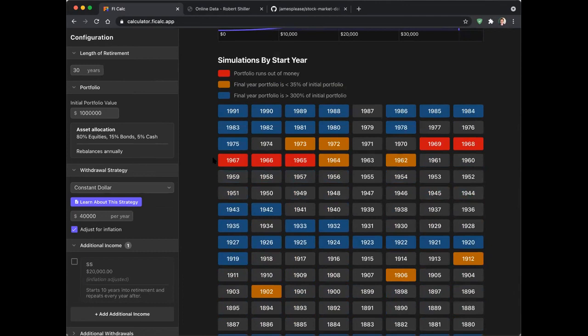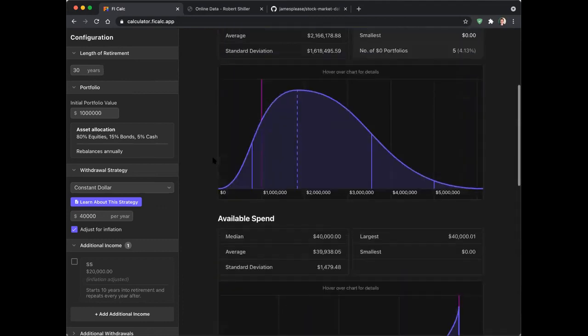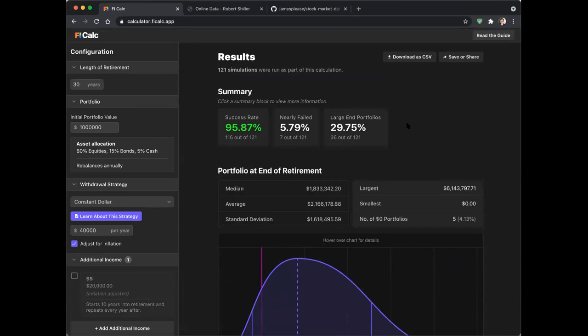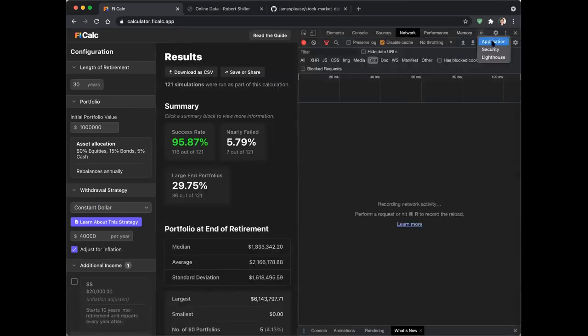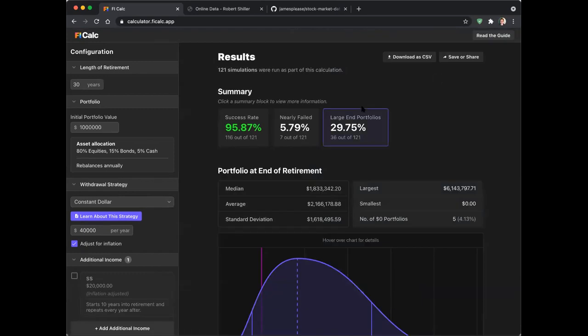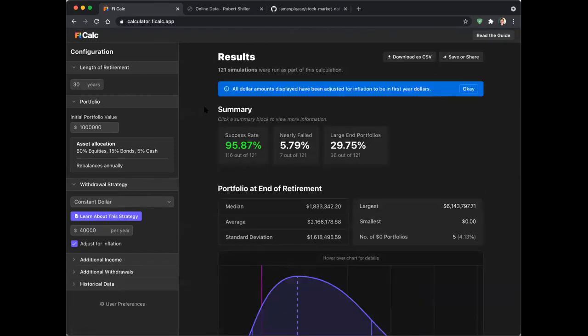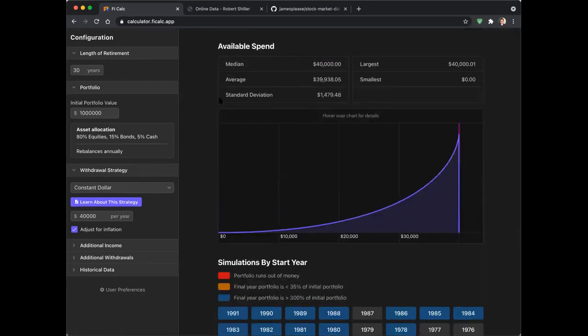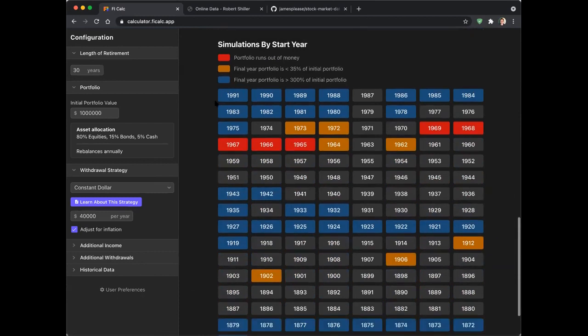And then, are those end portfolio numbers considered in constant or inflation-adjusted dollars? Every dollar that you see on this page is in first year dollars. Actually, if you just give me one sec, I will show you. If you come to this page and it's your first time visiting, you'll see this message here that explains that all dollar amounts displayed have been adjusted for inflation to be in first year dollars. So I hope that's clear enough to help you understand what's on the page here.